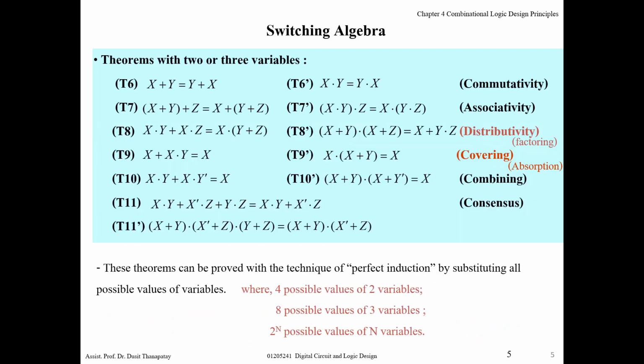To prove this theorem, you can use perfect induction by substituting all possible values of the variables. For example, for this theorem there are two variables, right? Then you must substitute the values of x, y with 0, 0, 0, 1, 1, 0, and 1, 1. And if all conditions make the statement true, then you can prove that it's always true. The theorem is true.